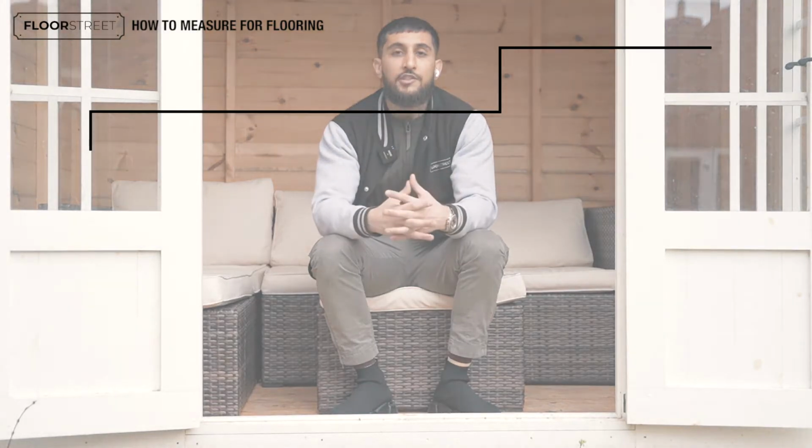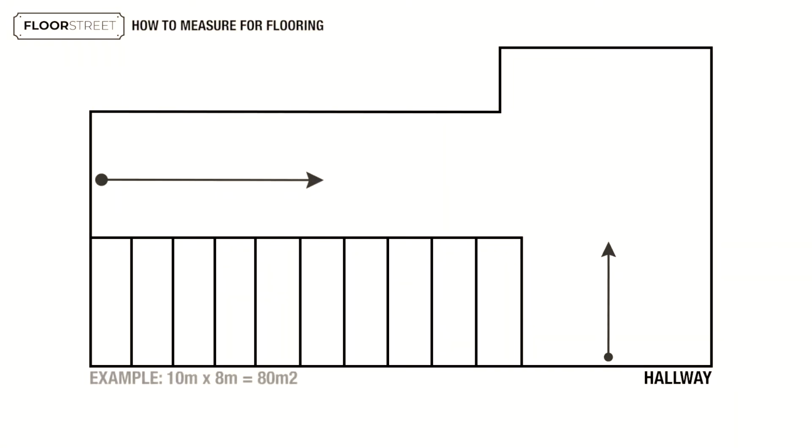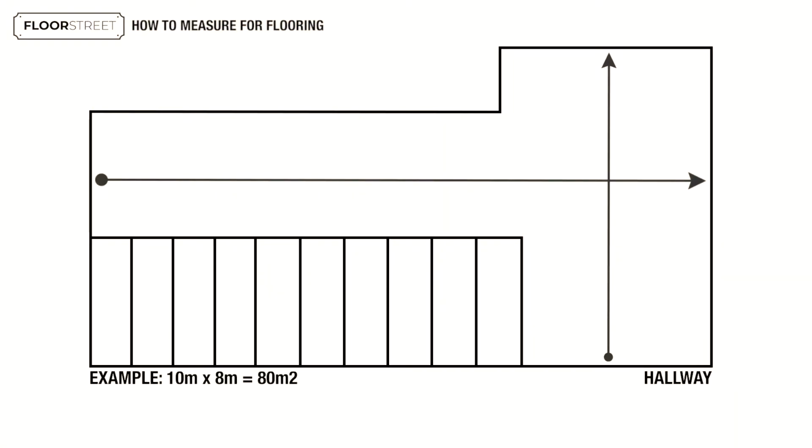However, if you're measuring for carpet or for vinyl for a hallway, which is an L shape or a T shape, you want to measure the longest and the widest, so we can make sure that there's one big enough piece to cover all of that area without any joints.